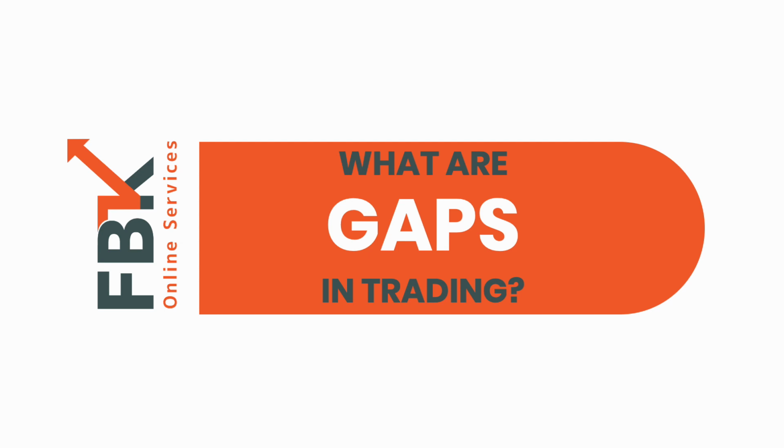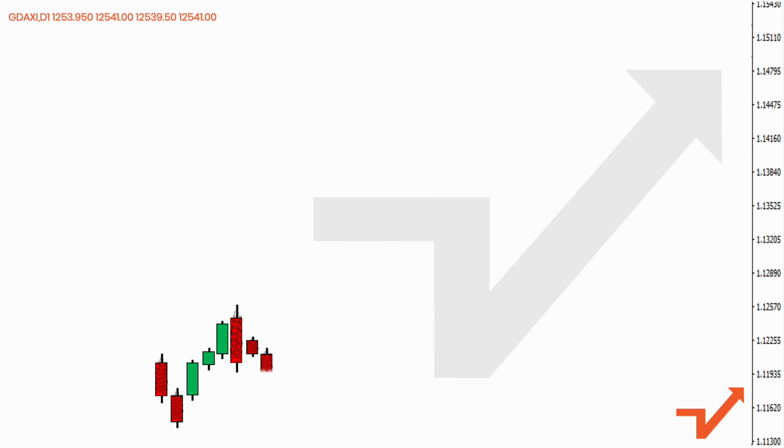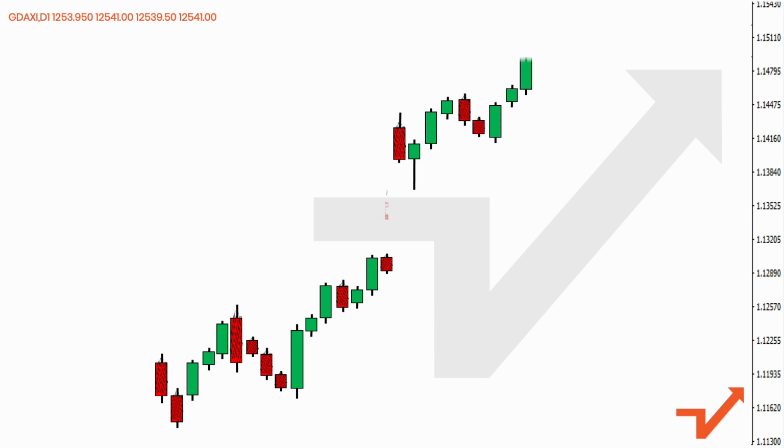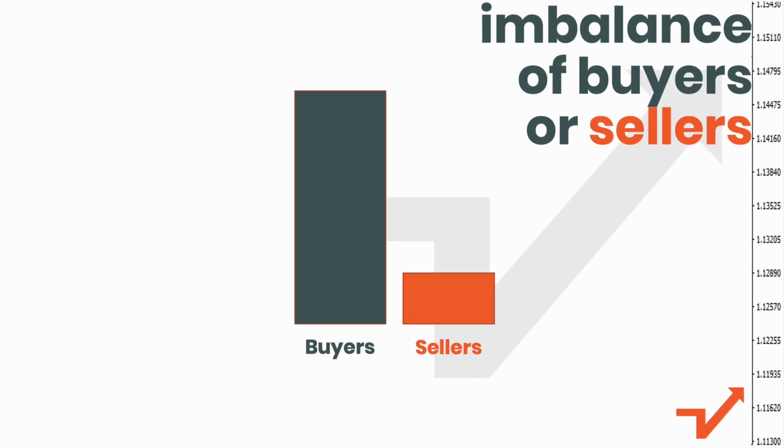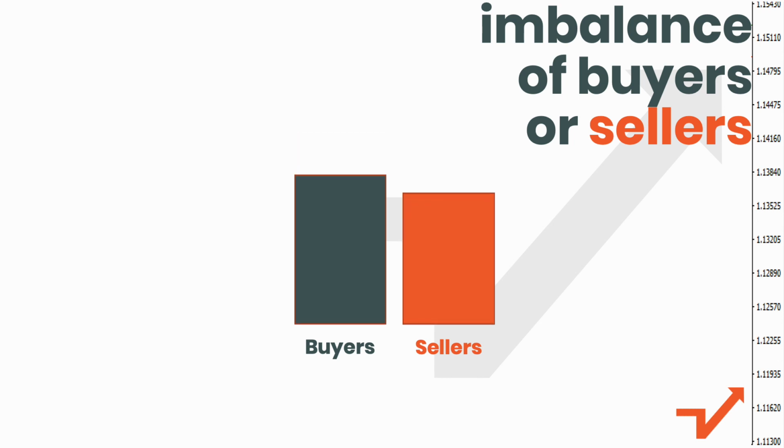When trading in the Forex market, it's important to be aware of gaps. Gaps are areas on a chart where the price of a currency pair moves sharply higher or lower, with little or no trading in between. Gaps can occur at the market open or close and during intraday trading.